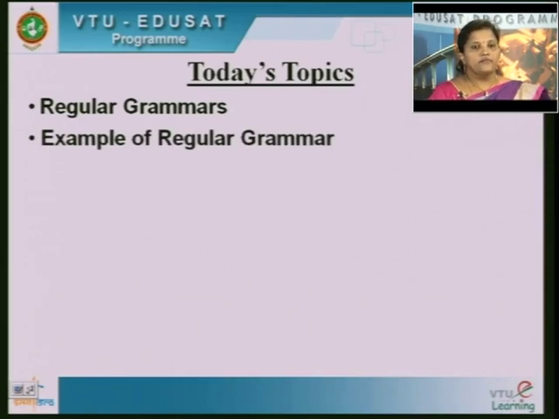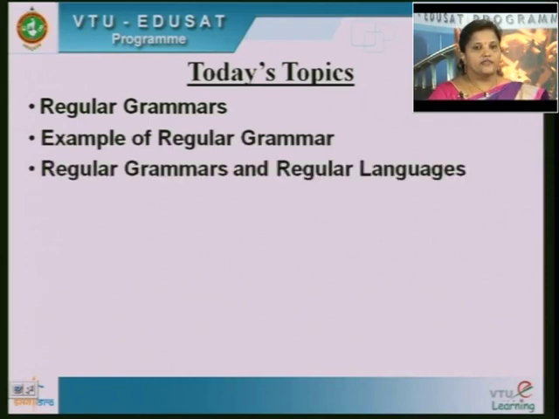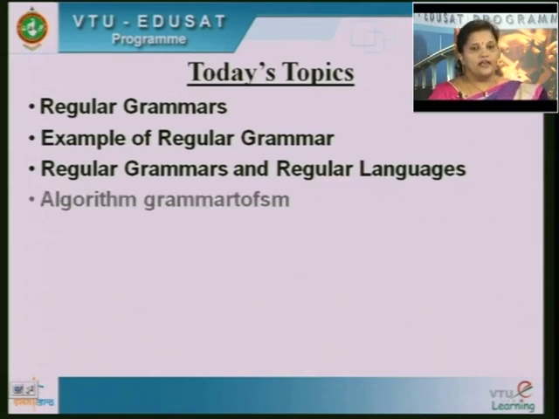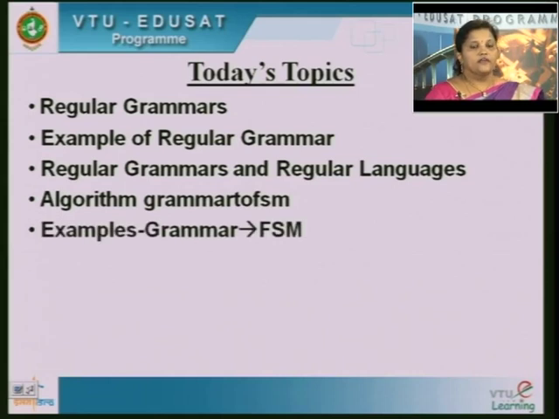Next we will see some examples of regular grammars. Next, how they are equivalent, like regular grammars and regular languages. Next we will see the algorithm for grammar to FSM. That is, for the given grammar, how to convert it into the equivalent FSM. So there exists an equivalent finite state machine for the grammar. Next we will see some examples of grammar to FSM.